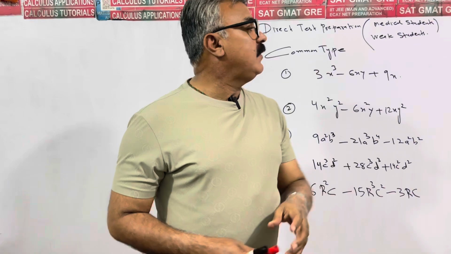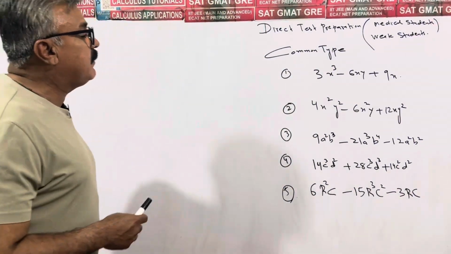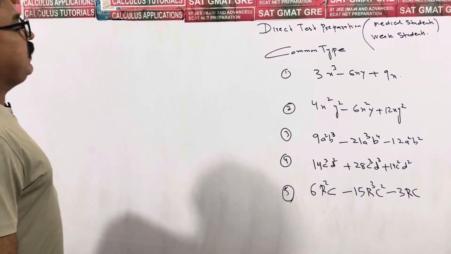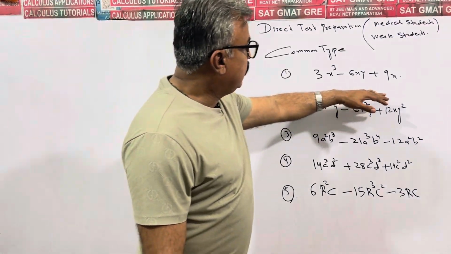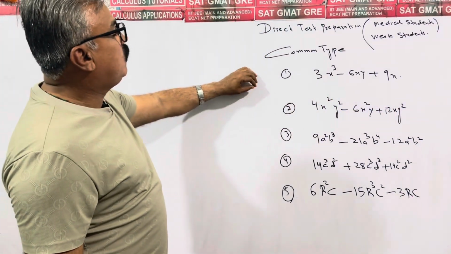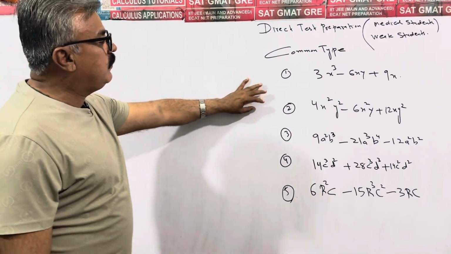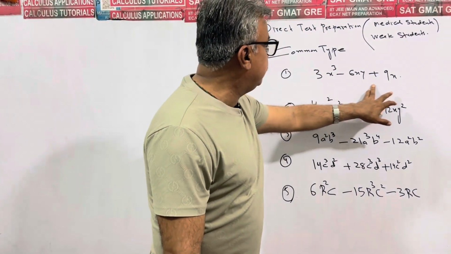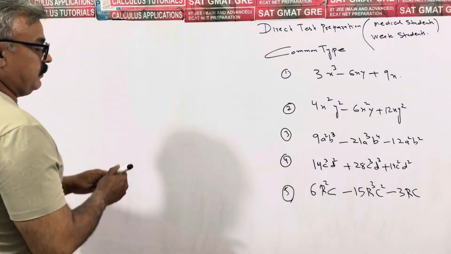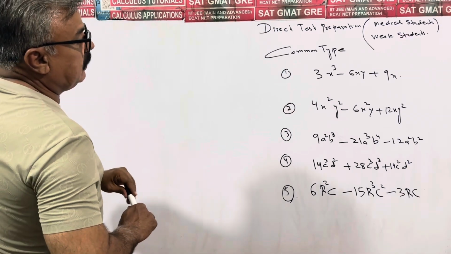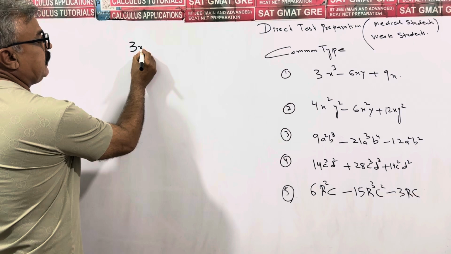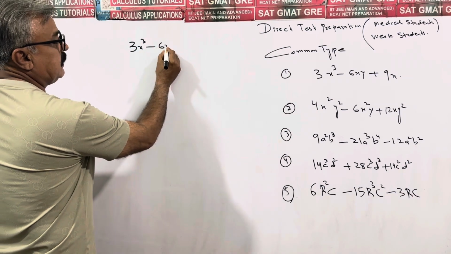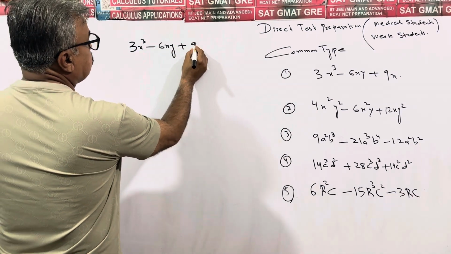Direct test preparation for weak students, or especially those having a medical background. We have arrived at the common type from factors. The first, primary and most essential type is common. Common means to divide. Let's find out 3x cube minus 6xy plus 9x.